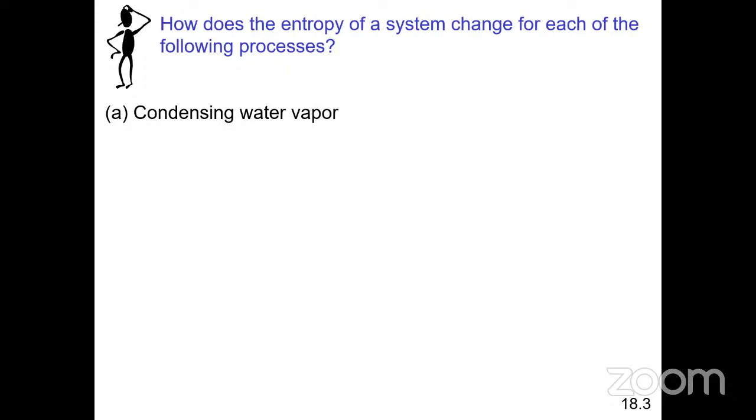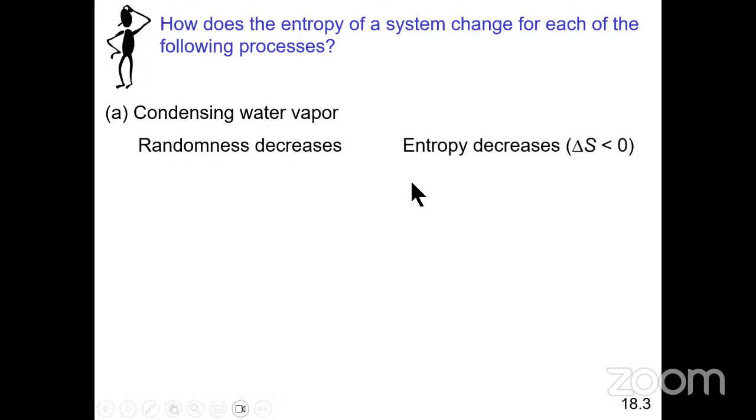Condensing water vapor. So what do you think is the answer to this one? Entropy will decrease. I'm sorry? The entropy will decrease. Exactly. And that's because the randomness will decrease as you go from the water vapor to the liquid. All right. So you're correct. The entropy will decrease. Okay.